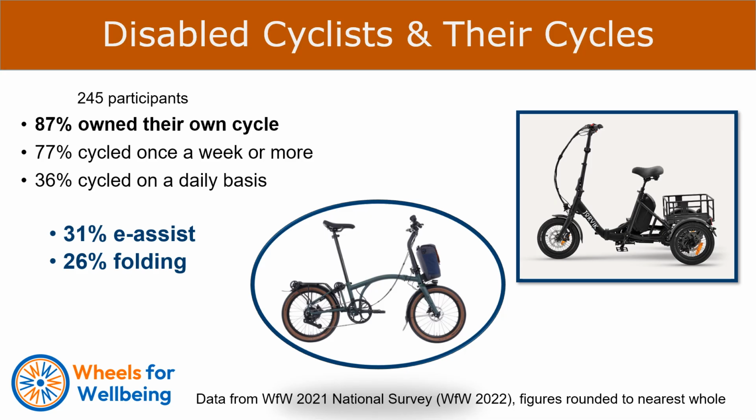One of the other features that disabled people told us was really important in the accessibility of their cycle was the capacity to fold it. So this is really important in terms of accessing public transport to make multimodal journeys, and also in terms of storage both at the home and location as well as on public transport. The e-assist and folding combination together really enhances accessibility of cycling.